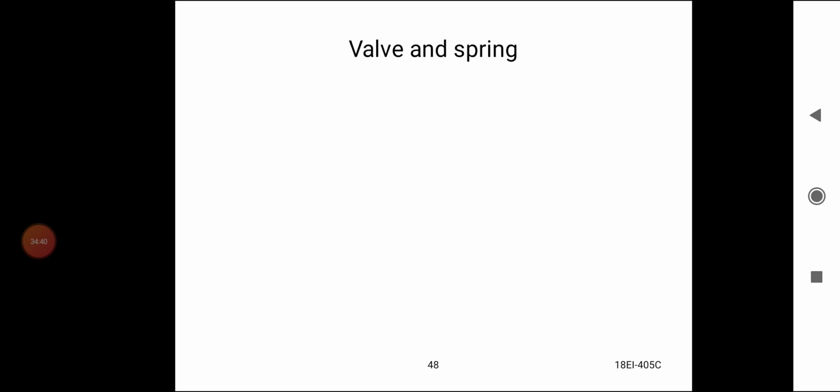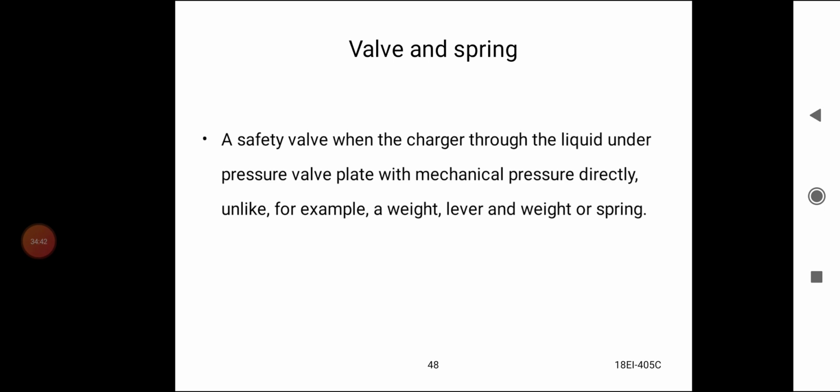Valve and spring. A safety valve acts when the fluid under pressure pushes the valve plate with mechanical pressure directly, unlike for example a weight, lever and weight or spring.